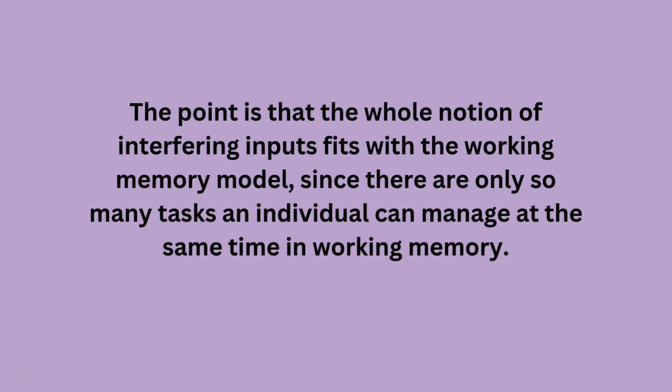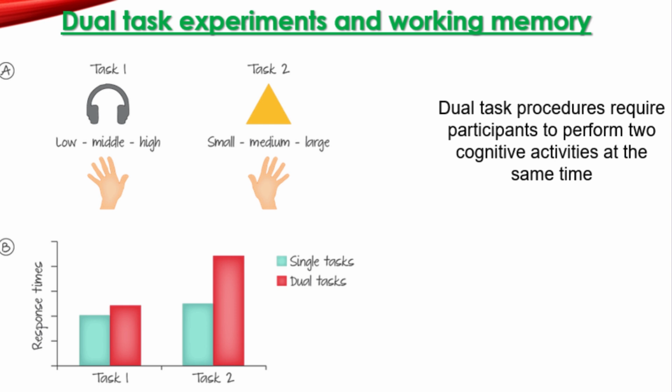The point is that the whole notion of interfering input fits with the working memory model, since there are only so many tasks an individual can manage at a time in working memory. You can see here the dual task experiments and working memory. The first task is listening to something, and the second task is a shape that you can see. So small, medium, and high or large is the amount, the intensity of the task.